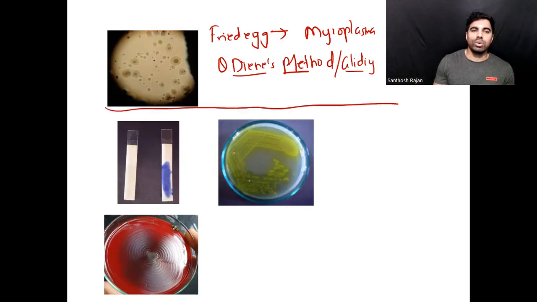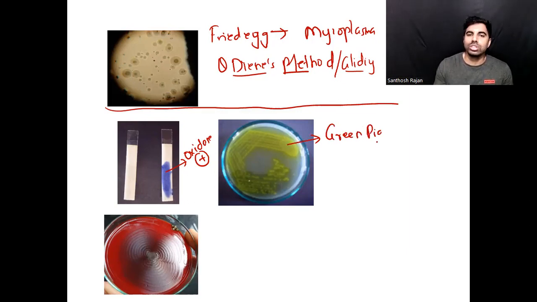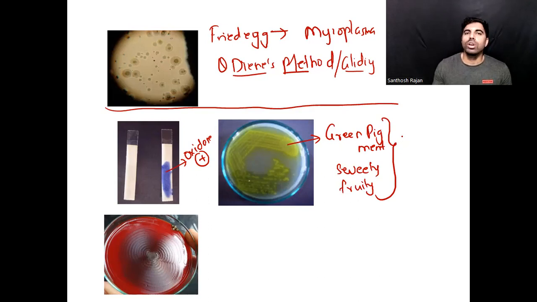Okay, that's over. Now, look at this one. This blue color is basically the oxidase test. Whenever the oxidase test is positive, or in culture medium you see green pigment, plus a sweet fruity odor, this is all for Pseudomonas aeruginosa. I call this my favorite, the Ekta Kapoor one, because everything is colorful. This is also a question.